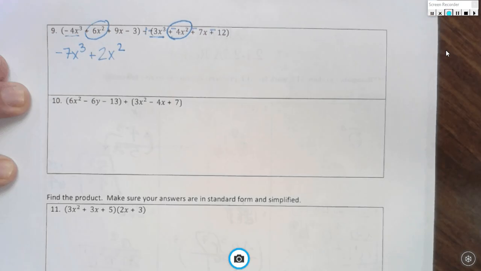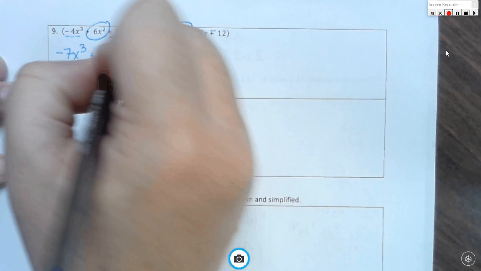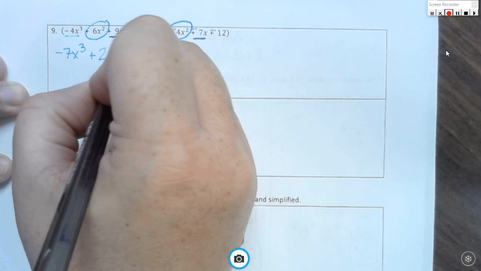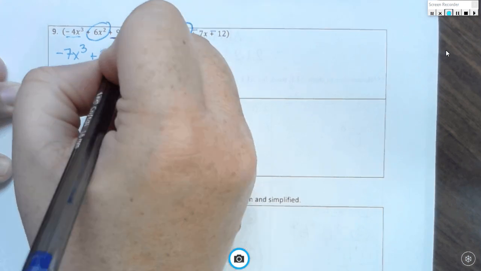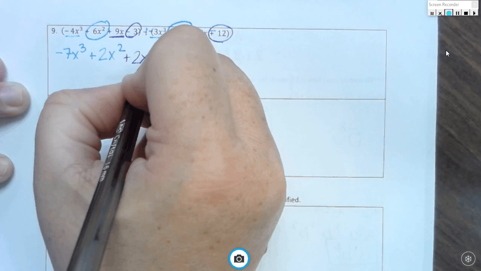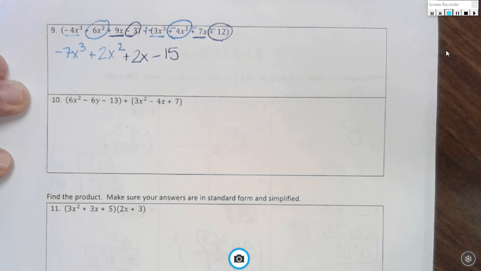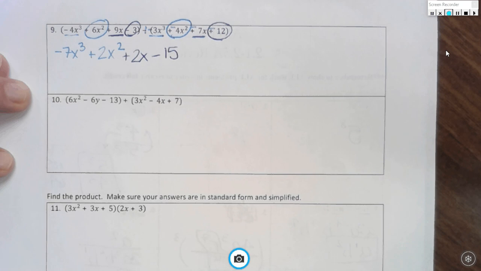Then we have 9x and negative 7x, which would give me 2x. And then negative 3 and negative 12 would give me negative 15. Okay, moving on to number 10.